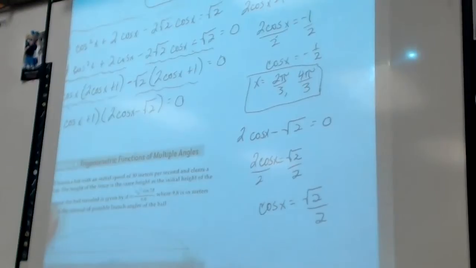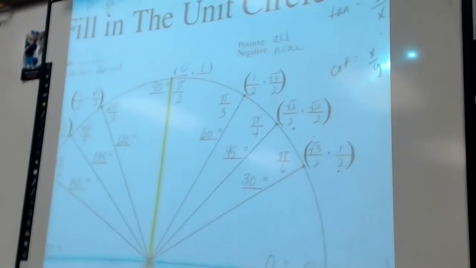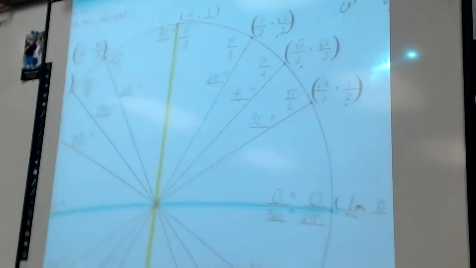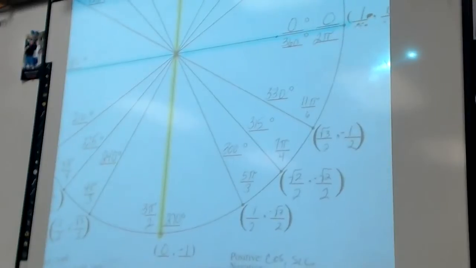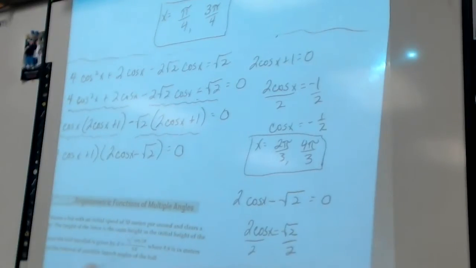Now cosine is your x. So look and find positive square root of 2 over 2 in your x. Pi over 4 and 7 pi over 4. The other two quadrants, it's negative. So x equals pi over 4 and 7 pi over 4.